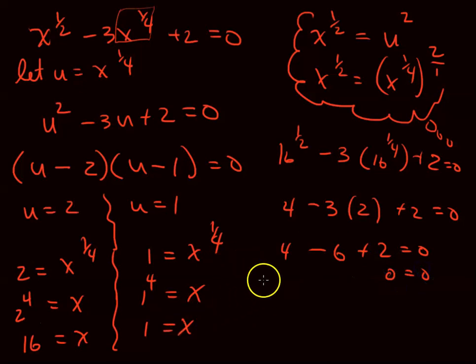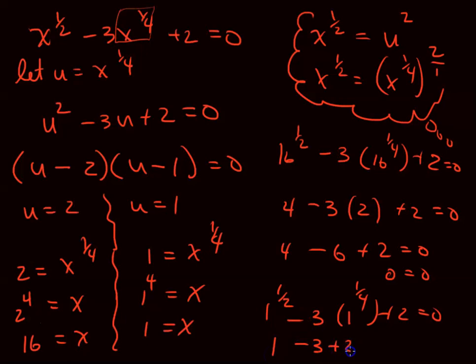You can plug in the 1. 1 to the 1/2 minus 3 times 1 to the 1/4 plus 2 equals 0. Well, any 1 to any power is 1. So this is 1 minus 3 plus 2. Does that equal 0? Yes. Okay, so my solution set in roster notation, 16 and 1. Order doesn't matter.